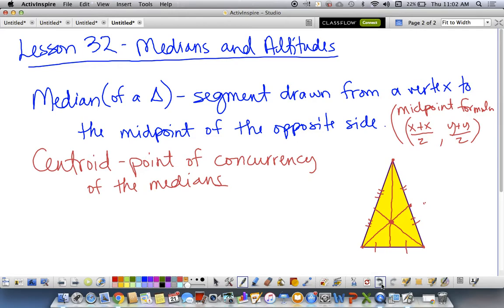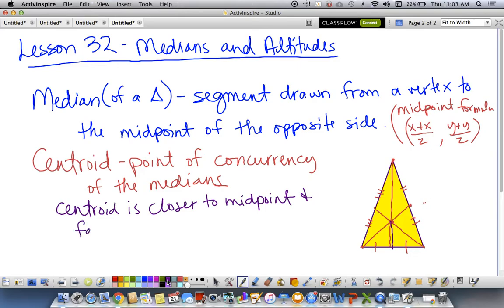And we kind of talked a little bit yesterday about the centroid theorem, and it's always going to be 2/3. Okay? 2/3 the distance. The centroid is always closer to that midpoint. Maybe I'll say that somewhere. The centroid is closer to the midpoint and farther from the vertex. That's just kind of a side note.